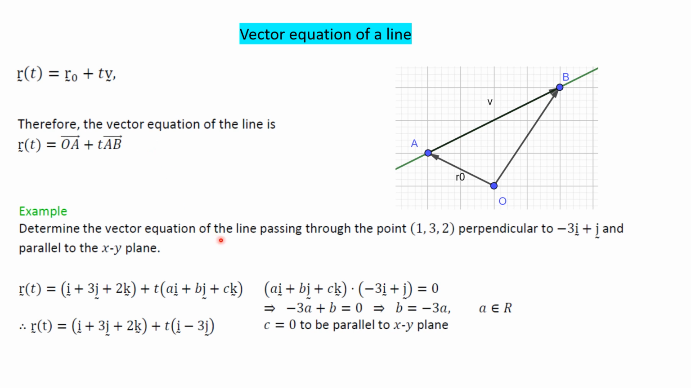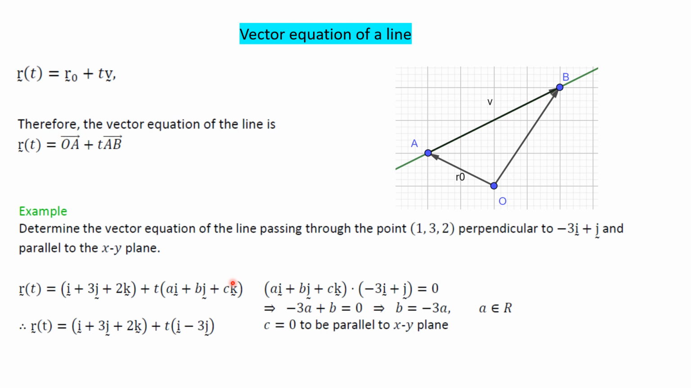Alright, so in this example here, you are given this point. So let that point be the point A. And you know that this line is perpendicular to another vector, and also this line is parallel to the xy plane. So these are the steps. Firstly, you write down your vector R0 and you don't know the vector V, which is the direction vector. So let the vector V be ai plus bj plus ck for now.